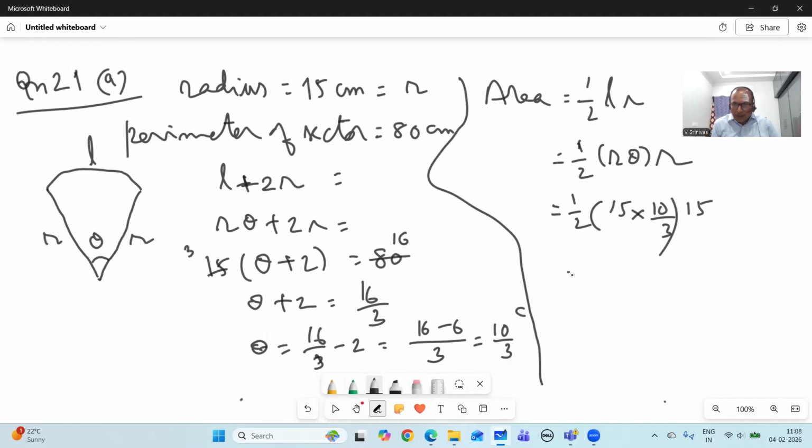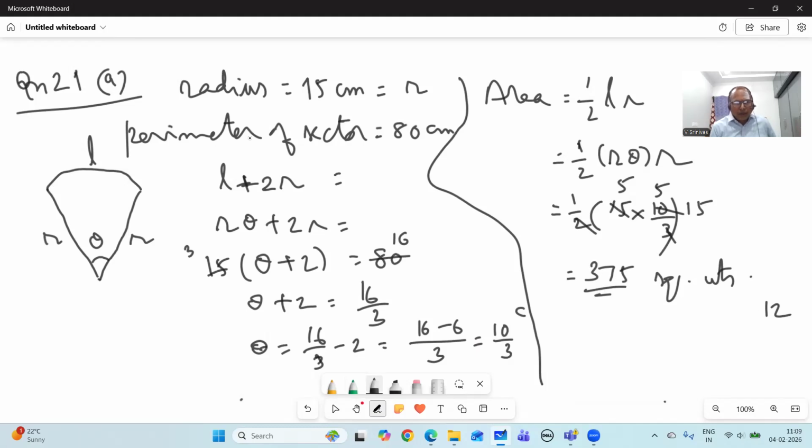So let us simplify this. 3 cancels in 15 5 times, 2 cancels in 10 5 times, 25 into 15 is 375. 15 into 25: 15 times 20 is 300, plus 75 is 375. So these are square units. So that's how we can compute the area of the given sector.